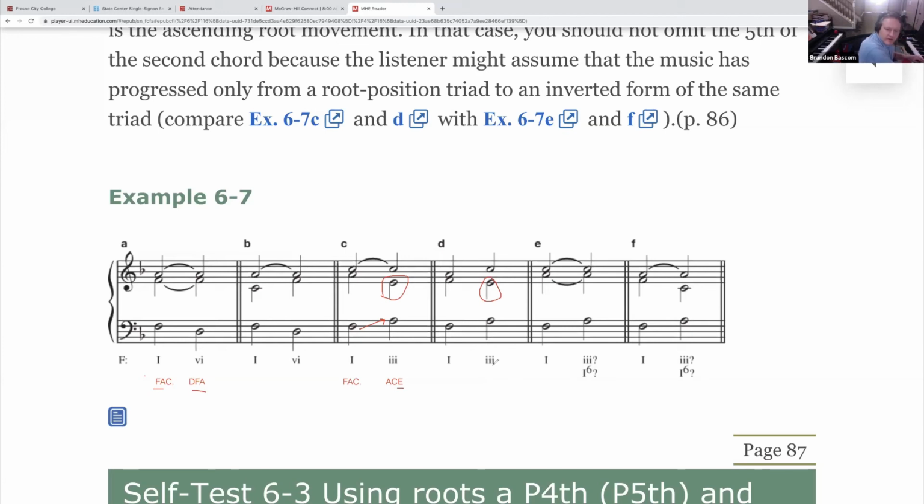So here's C. Here's D. So this is what they're saying, and I'll try to break it down a little bit here. Again, we have FAC, and if we go to the 3 chord, we have ACE. If we go to the 1 chord inverted, we have ACF. So what they're saying is, whoa. I wish that these lined up just a little bit better, but they don't.